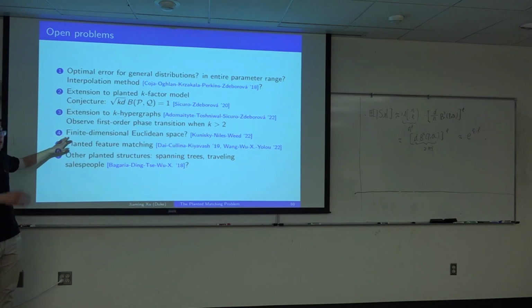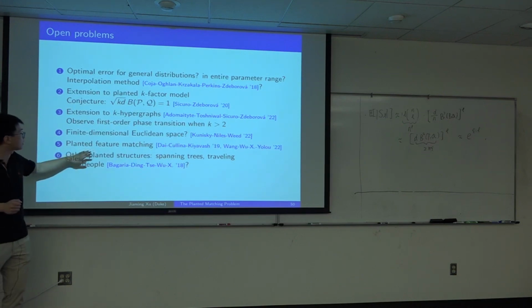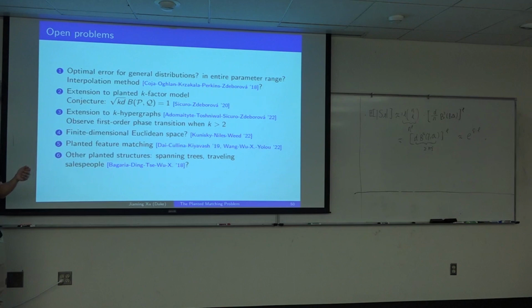I think this fourth point relates to Chen's earlier question. If we take the geometry back, then we should consider finite dimensional Euclidean space. Every particle or node will have some finite dimensional vector associated with it, and based on that, you can try to match them. This is also related to the so-called planted feature matching, because now you can think of each node as having a feature vector associated with it, and you have another bunch of nodes with perturbed feature vectors, and you want to see how you can align them. This is also called the database alignment problem.